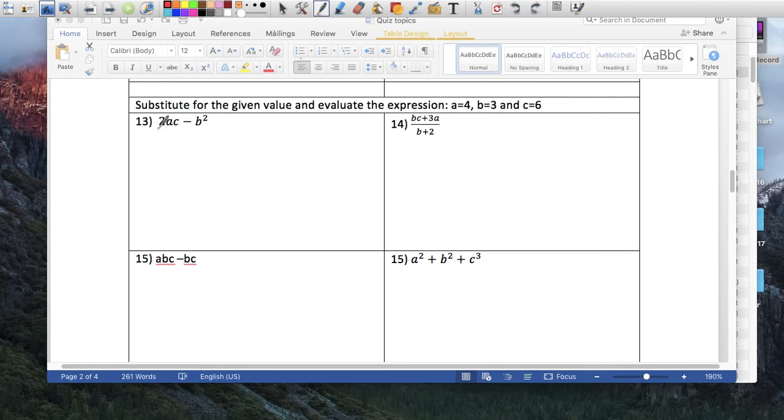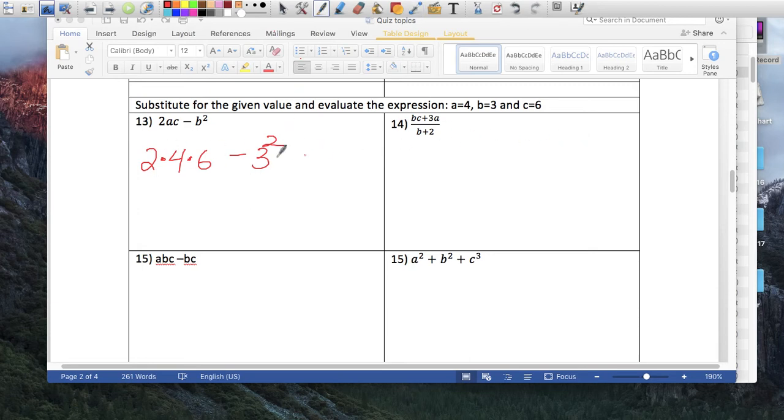So remember, anytime you have a letter, a variable, or two variables next to each other, they are related by multiplication. So that literally says 2 times A times C minus B squared. So let's do that. 2 times A, and A is 4, times C, and C is 6, minus B squared, so B in this case is 3, to the second power. There's your substitution.